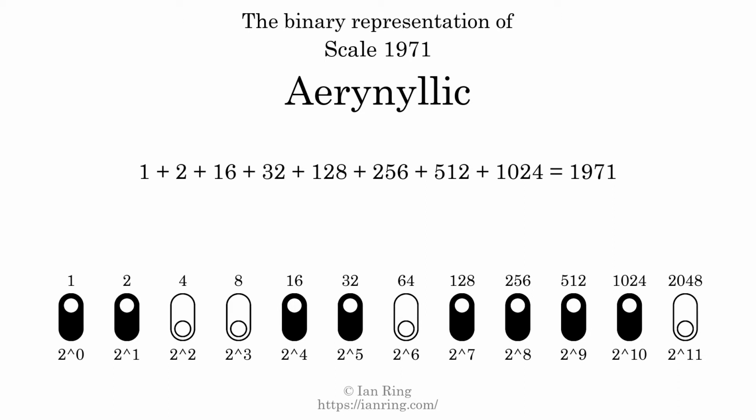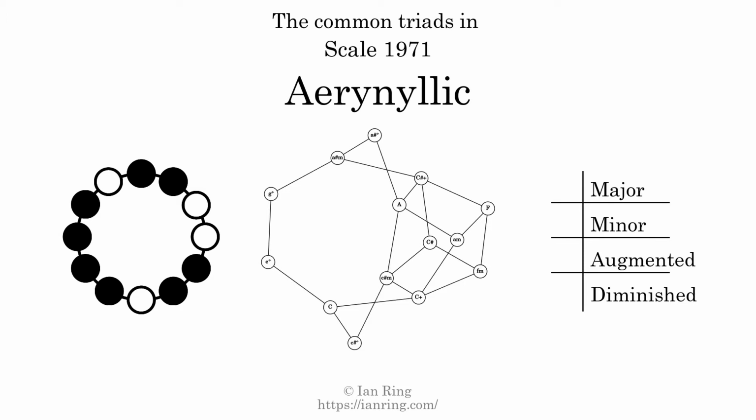1971. The scale number not only enumerates the scale with a unique index, but it also literally describes the tonal content of the scale. Represented as a binary number in base 2, the scale number is 0111101100011. Here are the common triads present in this scale.